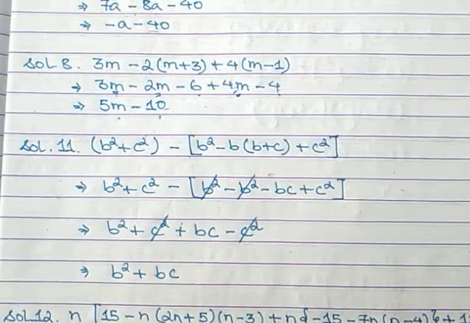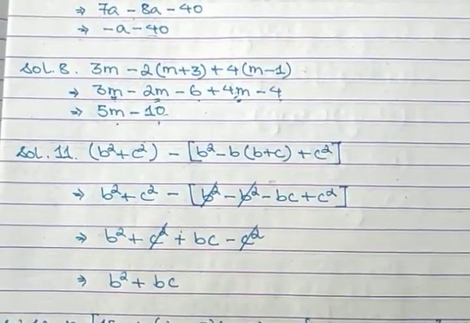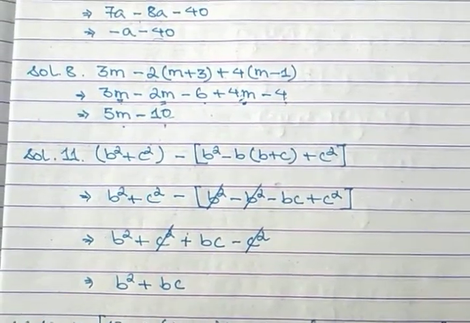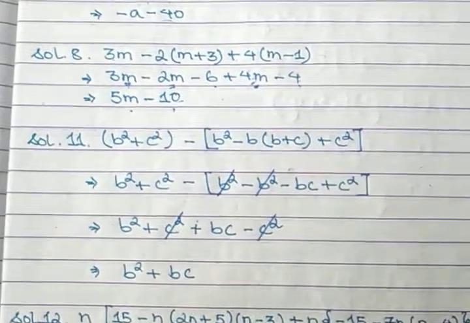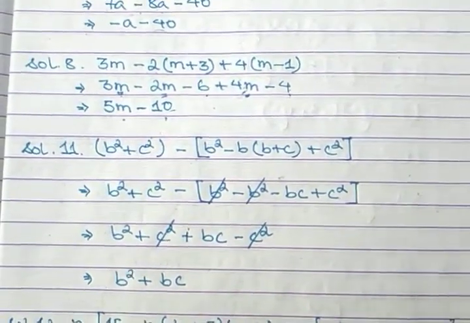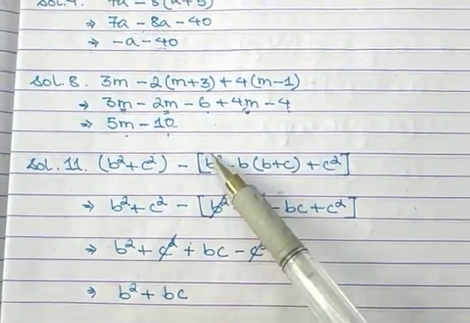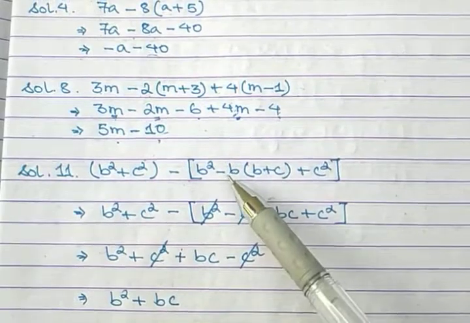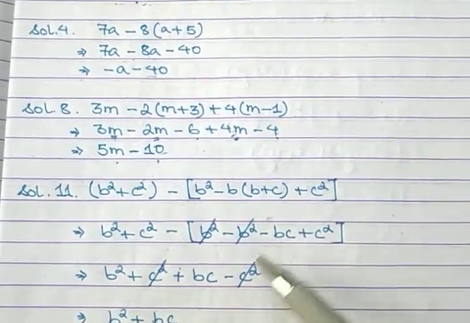Now see, for brackets and all we have already done in the class. I have already done the classification of brackets. I hope you remember. Okay, so what do we need to do with the brackets? We know we need to open up the first bracket first, isn't it? First bracket first. So we have here b square plus c square minus third bracket, b square minus b within bracket b plus c square.